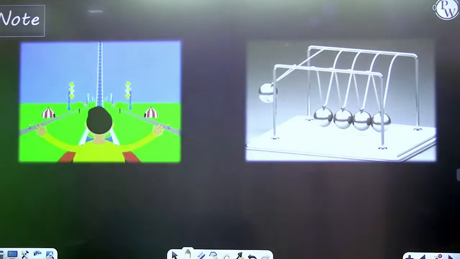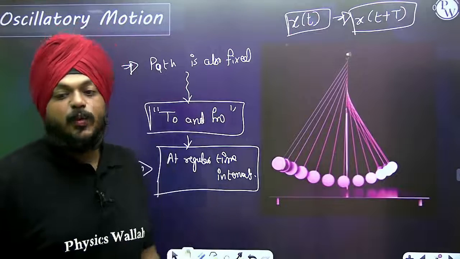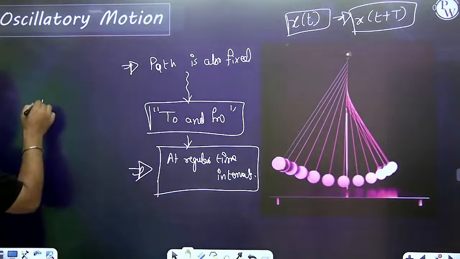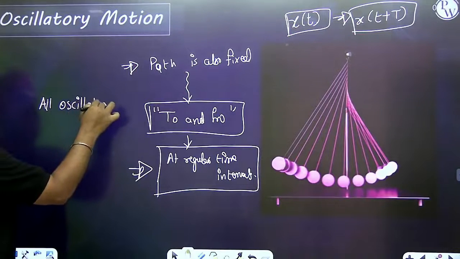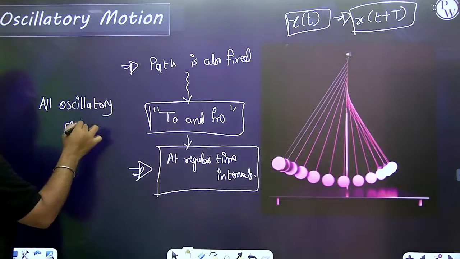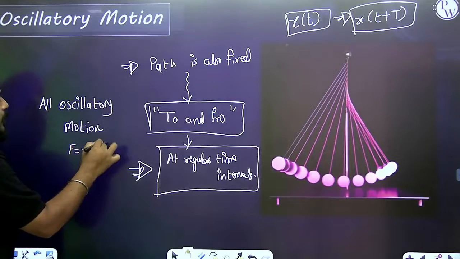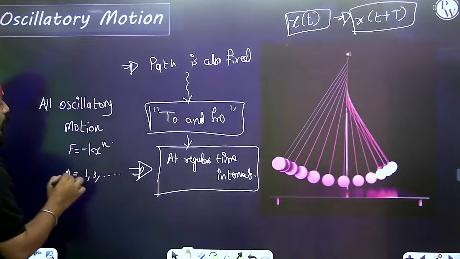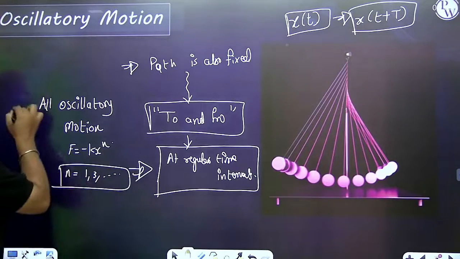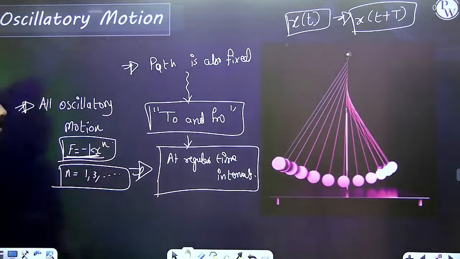Now here comes, see, all oscillatory motions, all kinds of oscillatory motion, are represented by this equation: F is equal to minus kx to the power n, where n is equal to 1, 3, and so on, the odd values. Why is F equal to minus kx?